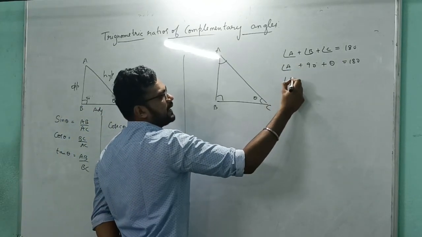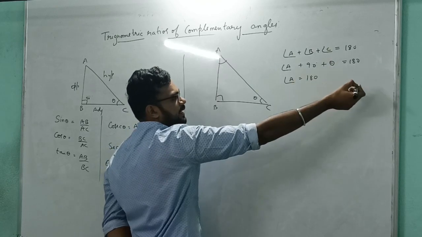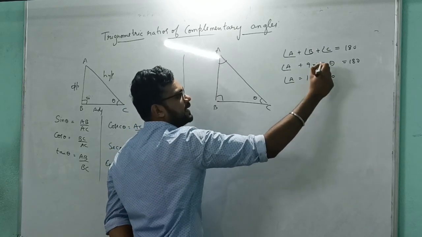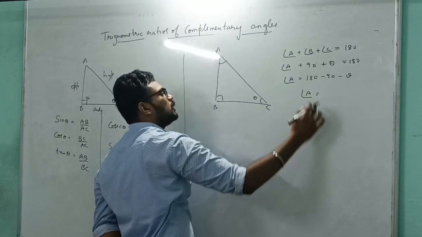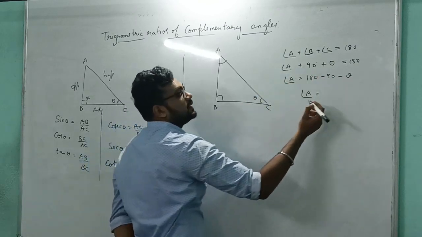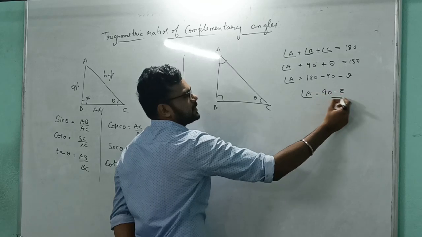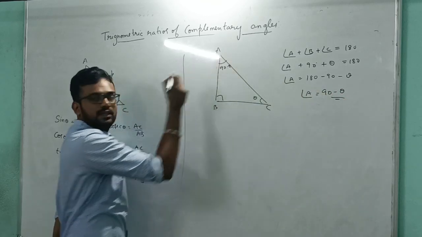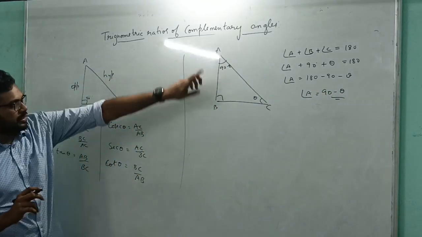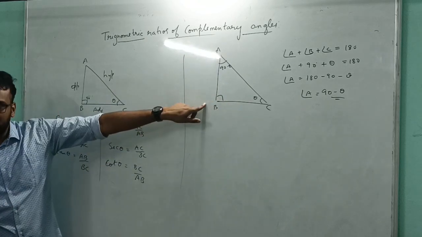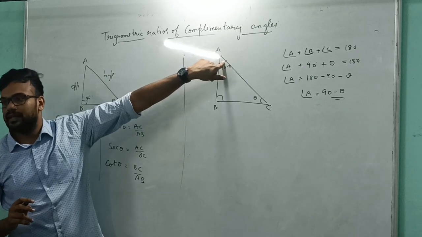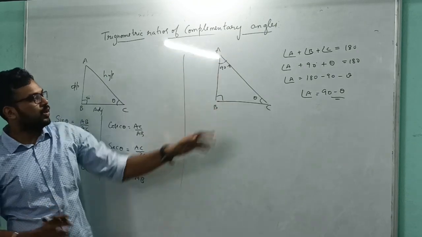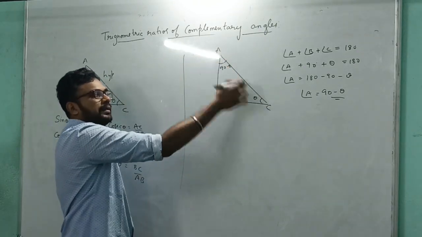So angle A is equal to 180 plus 90 goes that side becomes minus 90, plus theta goes that side becomes minus theta. So angle A is equal to 180 minus 90, which is 90 minus theta. So in the triangle, if I take this angle as 90 degrees, this angle as theta, the other angle will be 90 minus theta. Now, are these two complementary angles?